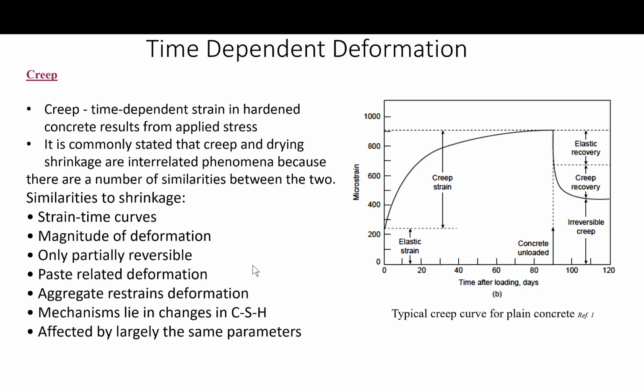Also, as in the case of drying shrinkage, the aggregate restrains the deformation in this case. The mechanism of the creep, as in the drying shrinkage, lies in the changes within the calcium silicate hydrate. And it is also affected largely by the same parameters. The same parameters that affect drying shrinkage for the most part affect creep. Okay.